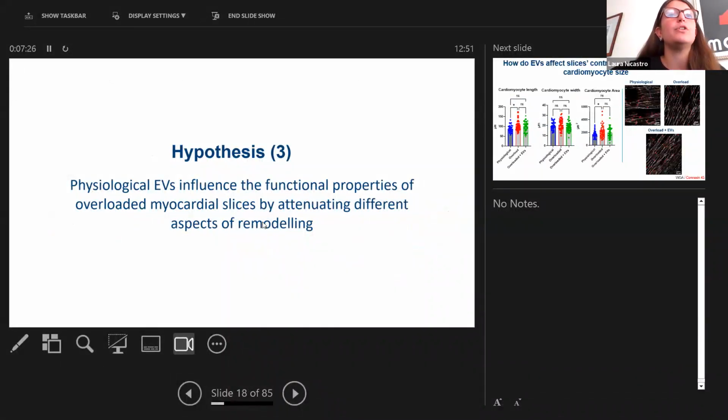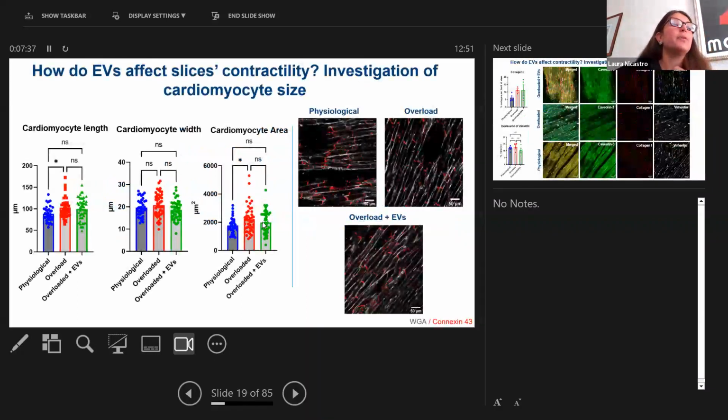So then we asked, how do physiological EVs influence the functional properties? Do they affect any aspect of remodeling? And we started by investigating the cardiomyocyte size and the hypertrophy. So we see that even though there is a difference in the cardiomyocyte length and overall area between physiological and overloaded cardiomyocytes, application of EVs on overloaded slices did not contribute to reduce their size. So they don't affect hypertrophy aspects.